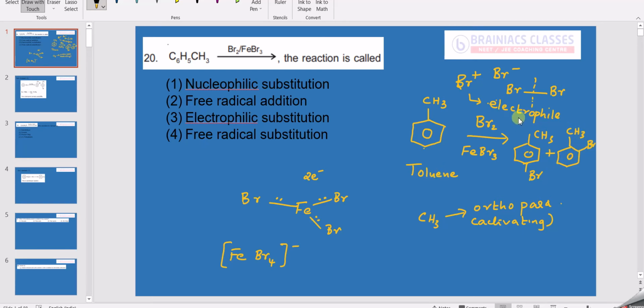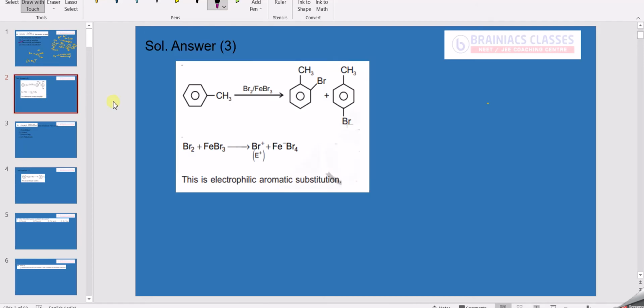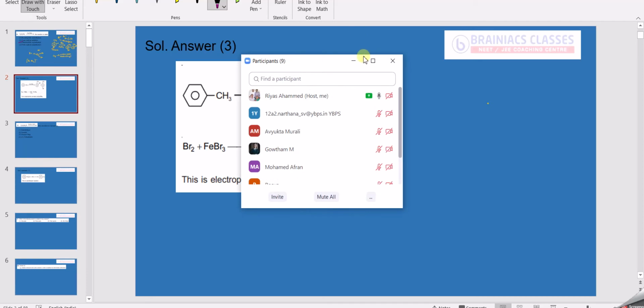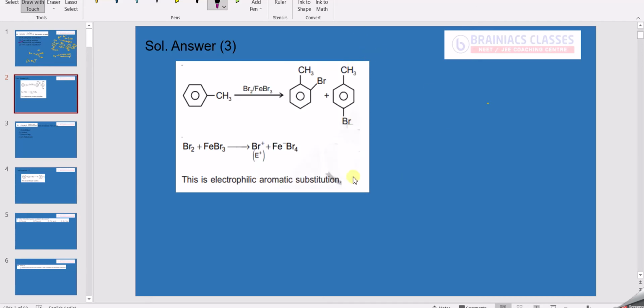Now who is attacking here? The electrophile. And what is it doing? It is replacing a hydrogen atom present here, correct? And replacing the hydrogen atom present here. So what sort of reaction is this? We can say it is an electrophilic substitution reaction because the electrophile is replacing it. So the answer is electrophilic substitution. Is this clear for everyone? Hello, dear students, is this clear for everyone? Please reply, otherwise it's very difficult.